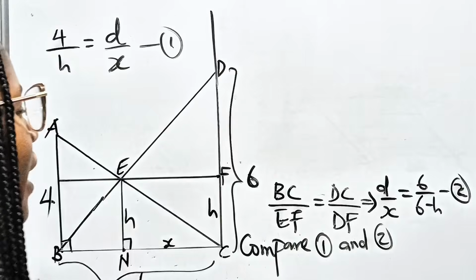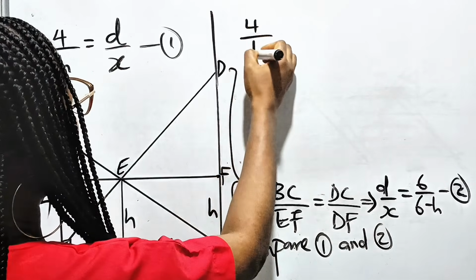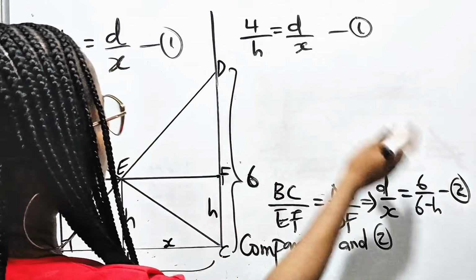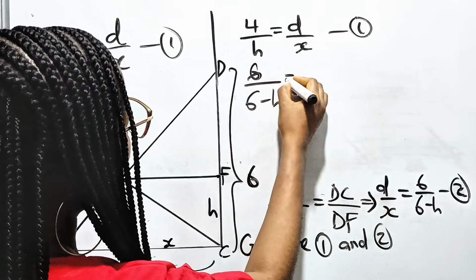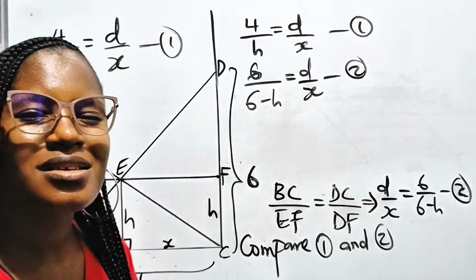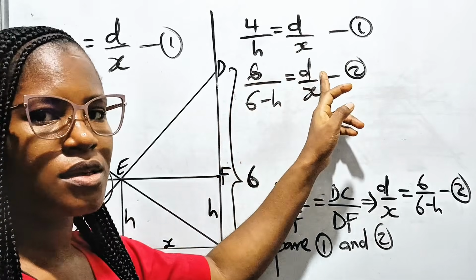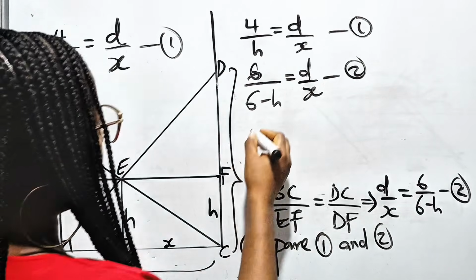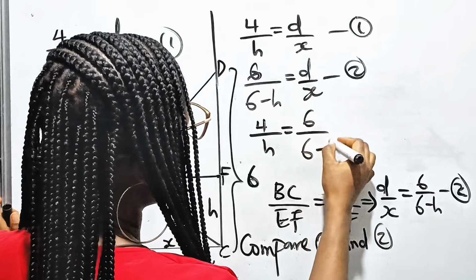Trust me on that. Okay, now back to what I was saying. We have equation 1 as 4 over h is equal to d over x. This is equation 1. And equation 2 says 6 over 6 minus h is equal to d over x. This is equation 2. And this is telling us that if this is equal to d over x and this is also equal to d over x, it simply means that this is equal to this, right? So we can now write that 4 over h is equal to 6 over 6 minus h.